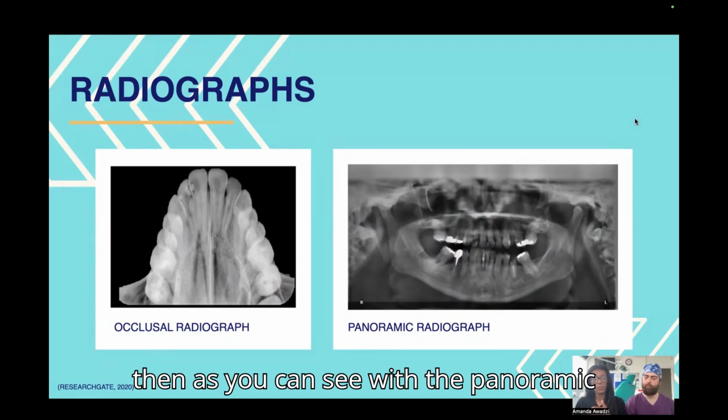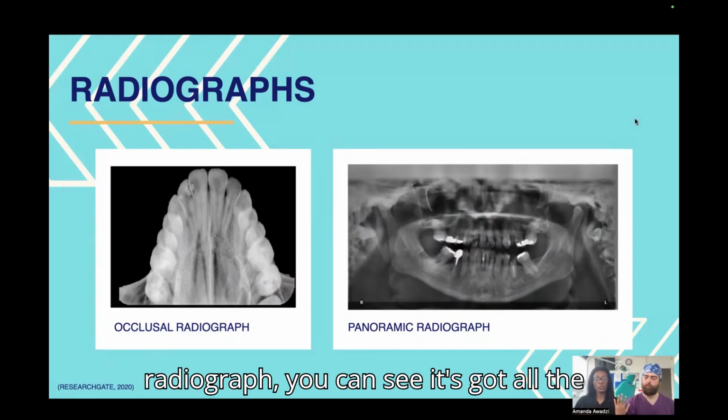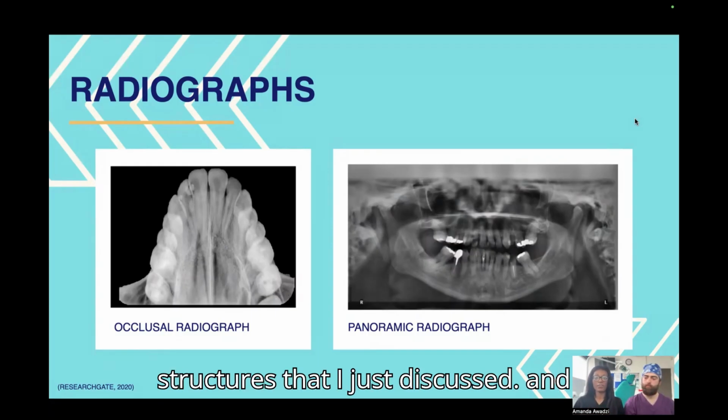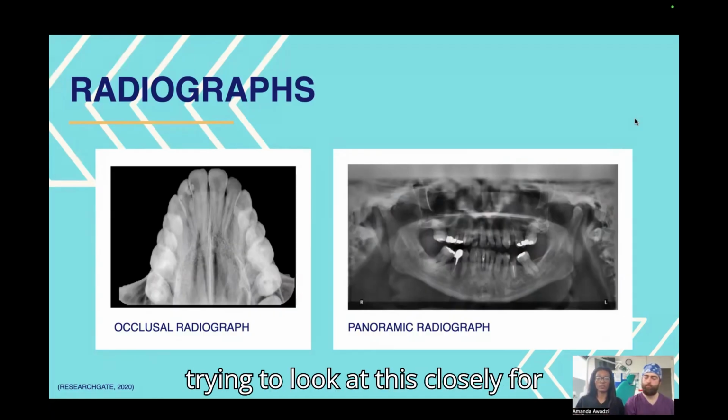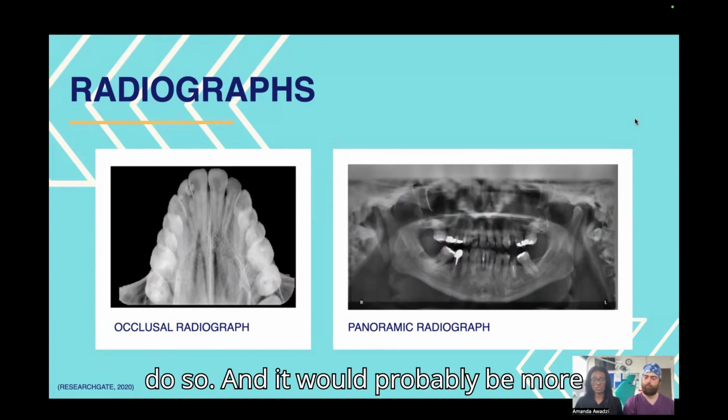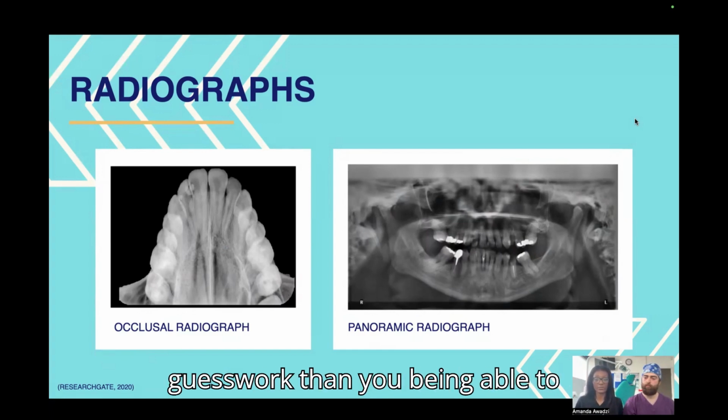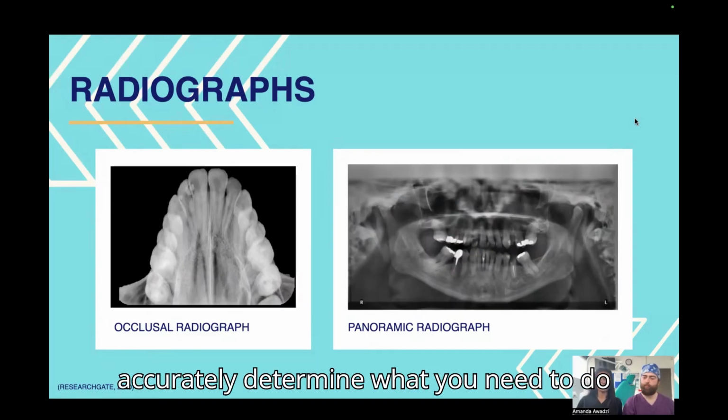And then as you can see with the panoramic radiograph, it's got all the structures that I just discussed, very technique sensitive. You can see everything you need to. But if you were trying to look at this closely for caries, it'd be very difficult for you to do so, and it would probably be more guesswork than you being able to accurately determine what you need to do in that patient.